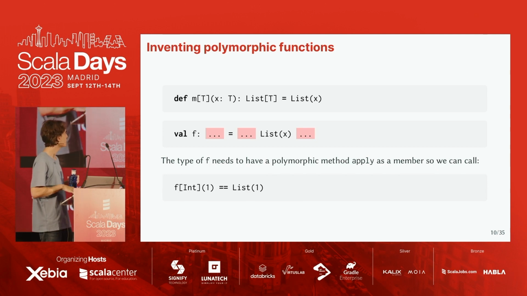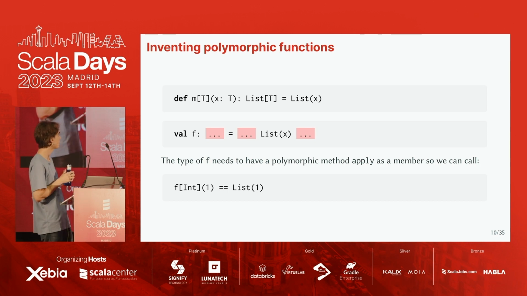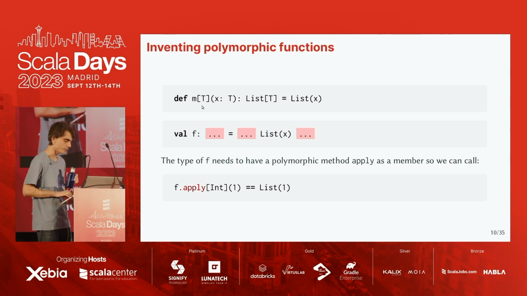So the only thing that's really important about the type of f is that it needs to have an apply method, because if I write f and I pass it an int and 1, that should give me back list of 1. And the way this is going to work is that the compiler is going to, again, insert an apply call. So whatever type we use here contains an apply, which essentially should have the same type as the method we started with.